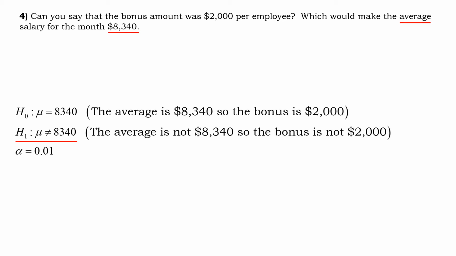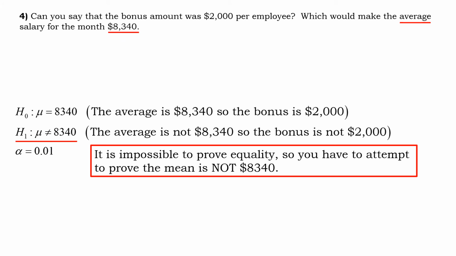So when it comes to the alternative hypothesis, we're going to set out to prove that the mean, the average salary for the bonus month, is not $8,340. Because if the average is not $8,340, then the bonus is not $2,000. And it's the bonus we really want to know about. The average is a means to an end. As I said a minute ago, it's impossible to prove equality. There's no sample that would make us convinced beyond a reasonable doubt that mu equals exactly 8,340.